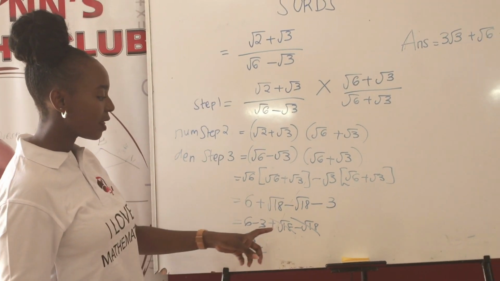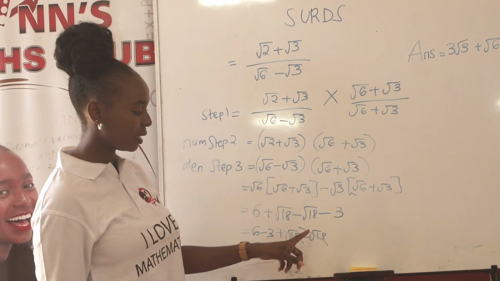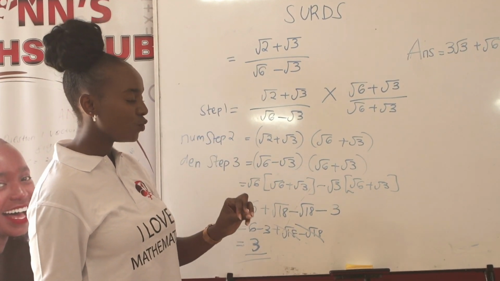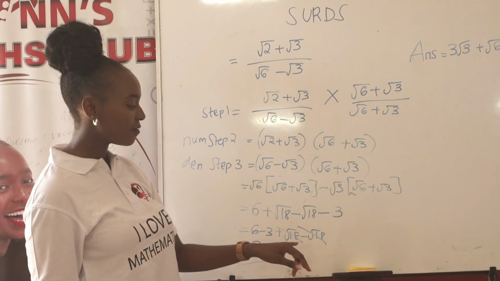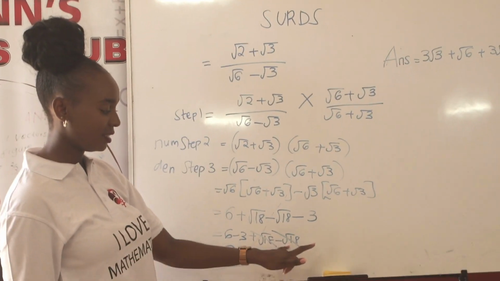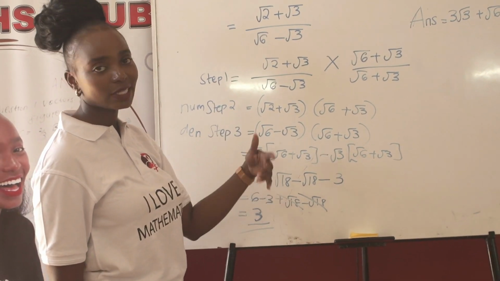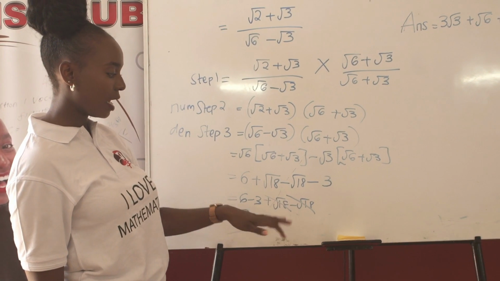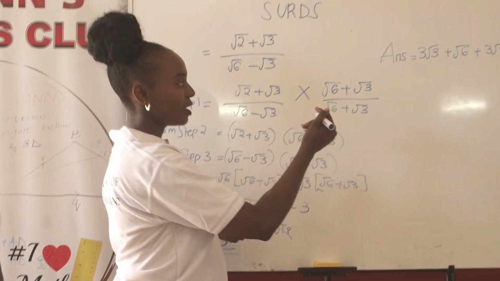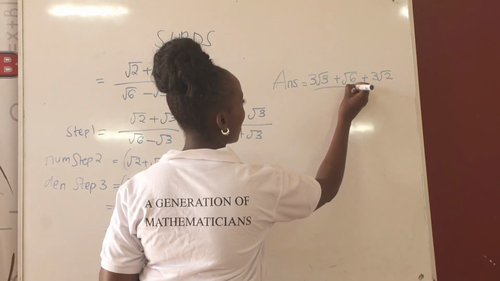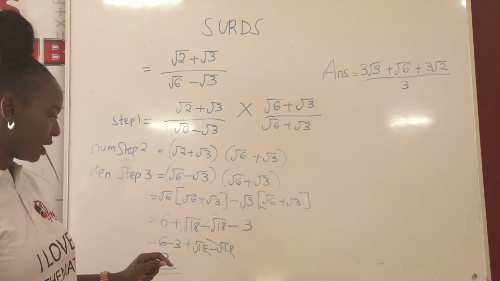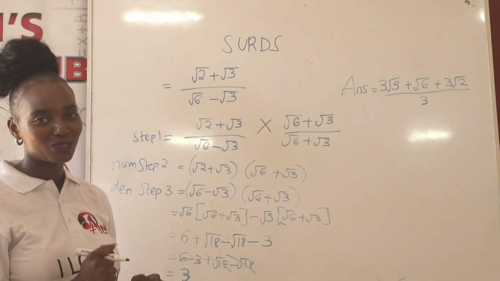And then there is an imaginary one here and an imaginary one. So remember, we said for addition and subtraction, you can add or subtract if the values under the root sign are the same. So we have 18 and 18. So we take 1 minus 1 is 0. So technically this cancels out. So you have 3. So your answer will be the numerator over the denominator, which was 3. So that becomes your answer.